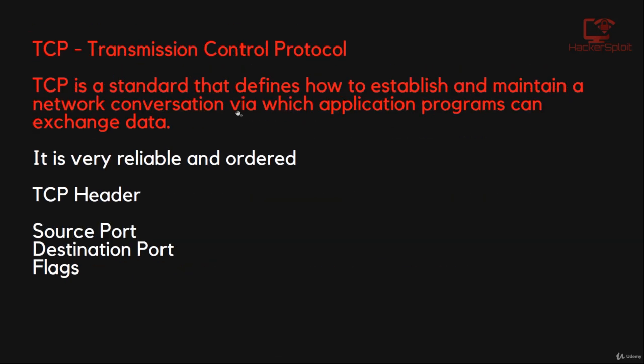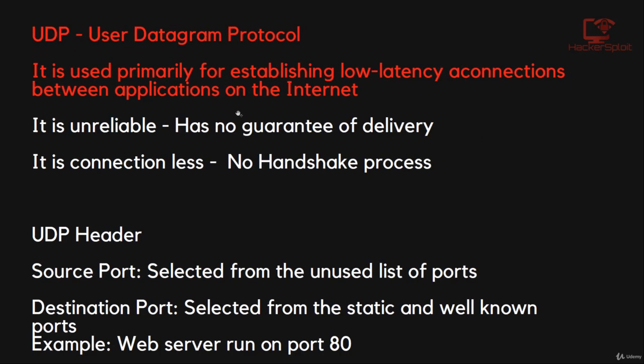Moving along to UDP, the User Datagram Protocol. UDP is used primarily for establishing low latency connections between applications on the internet. Now, the two common features of UDP are, number one, it is very unreliable in the sense that there is no guarantee that the packets will be delivered to their destination. And the great thing about it is that it is connectionless in the sense that there is no handshake process required.